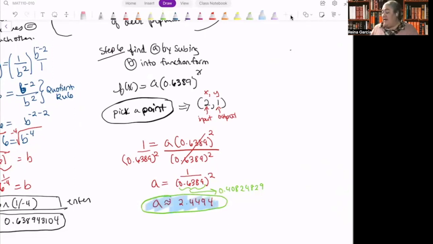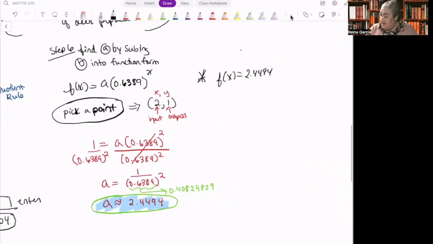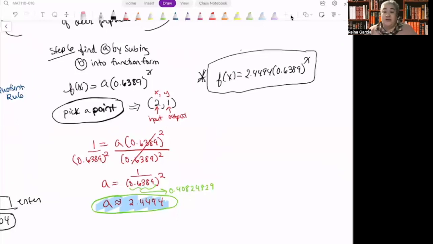So now we're finally able to give our answer: f of x equals a, which is 2.4494, times b, which is 0.6389 to the x power. There is our answer of the function equation.